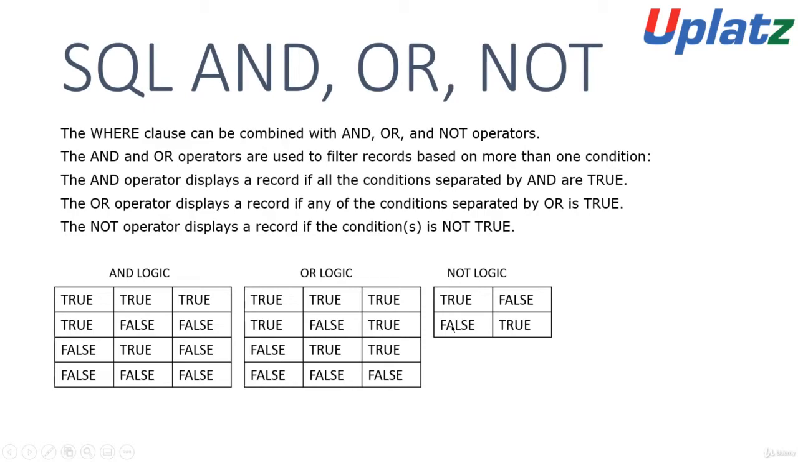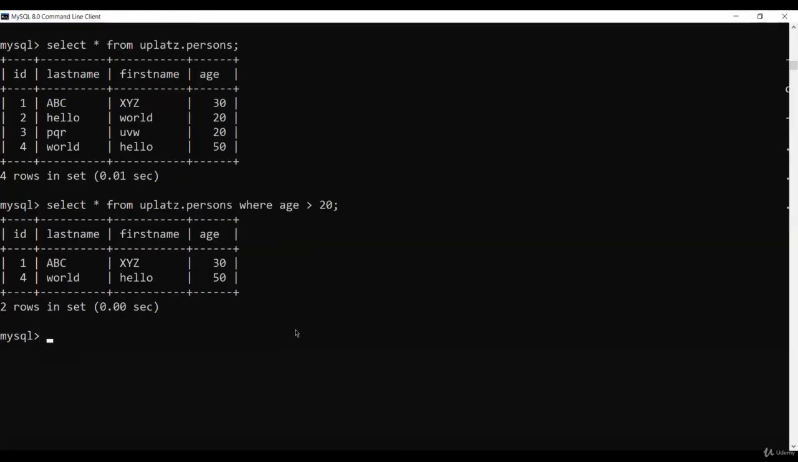If your input is false, your output will be true. Let us try to demonstrate this and understand this with our example. Coming back to the terminal, we have a few examples with us. Let us try to work on that.